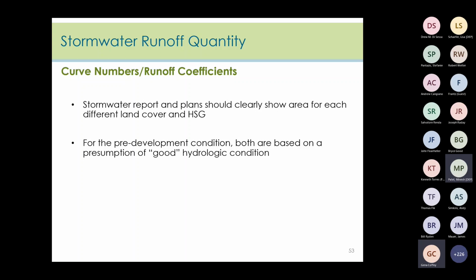The reviewer must be sure that the curve numbers or runoff coefficients correspond with each specific area based on land cover and hydrologic soil groups. Both the curve numbers and runoff coefficients are based on a presumption of good hydrologic condition, unless the design engineer provides evidence showing different conditions. Again, this was covered in Module 2 as well.